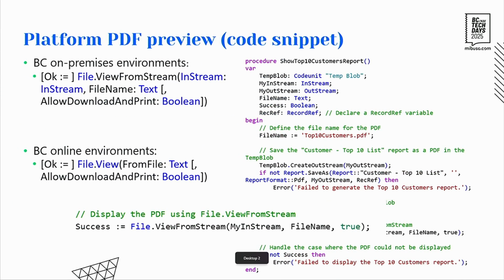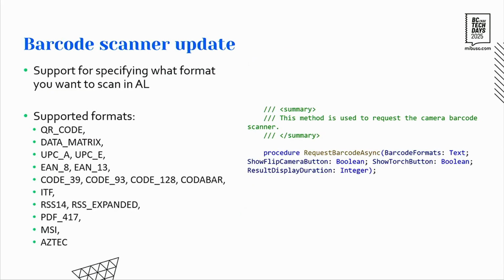The next thing that we have for the AL changes that you can uptake is changes and updates in our barcode scanner. So we already supported quite a lot of barcode formats, and you can see a list on the left side of the screen. But what we also did is we added support for specifying what format you actually want to scan in AL. And this was also from a partner story.